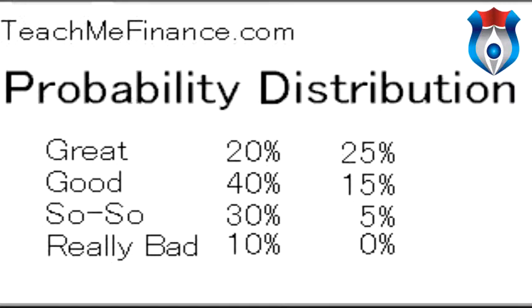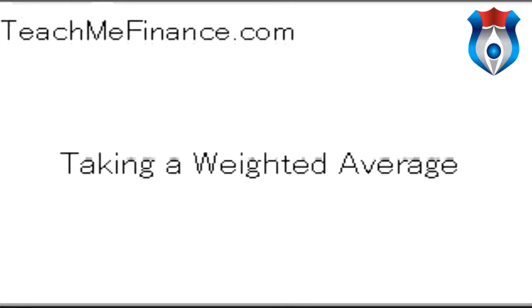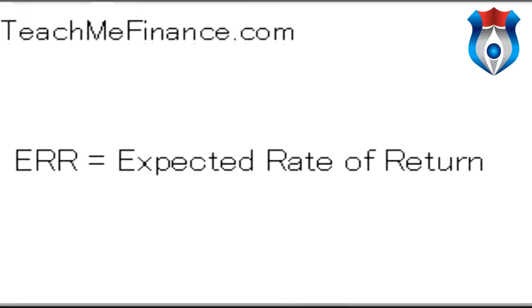If the economy is good, you expect that your business is going to get a 15% return on investment. If the economy is just so-so, you figure about a 5% return on investment. And if the economy is really bad, you don't think you're going to make any profit at all, so a 0% return on investment. Okay, the question is, what's the most likely return on your investment? To do this, you just take a weighted average. By taking a weighted average, you can determine the ERR, or expected rate of return.